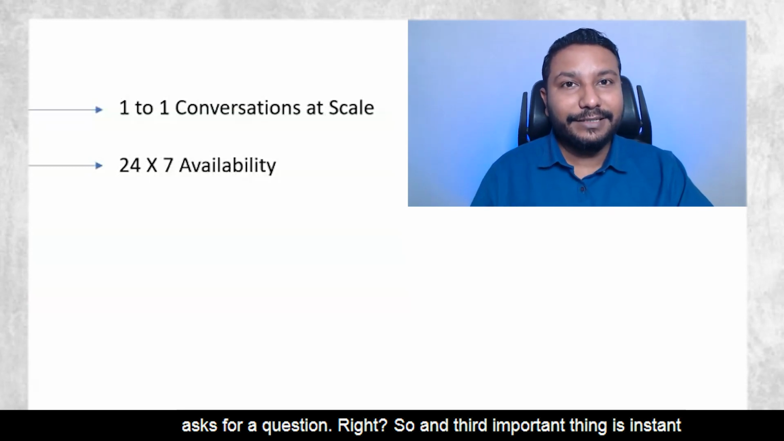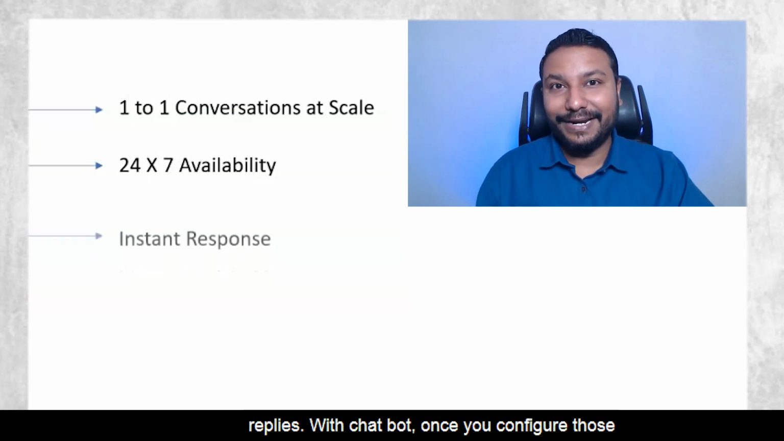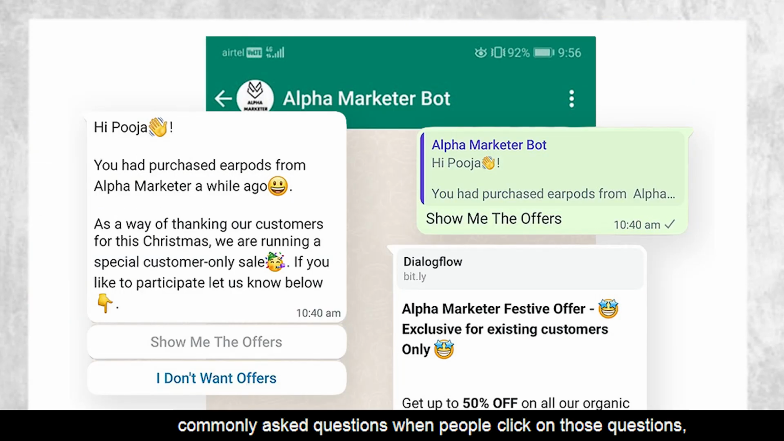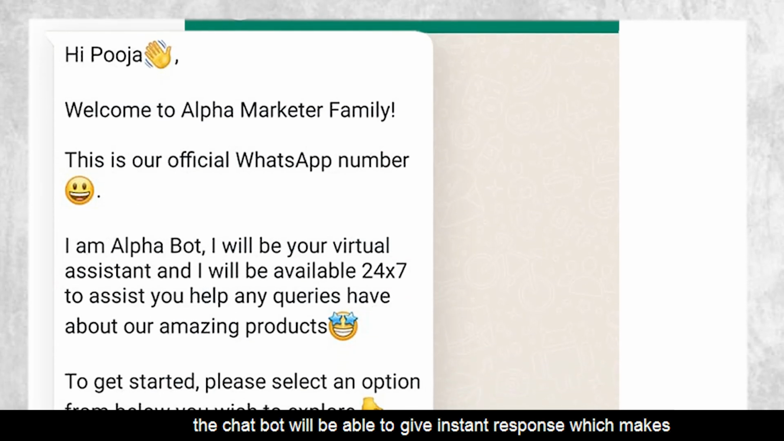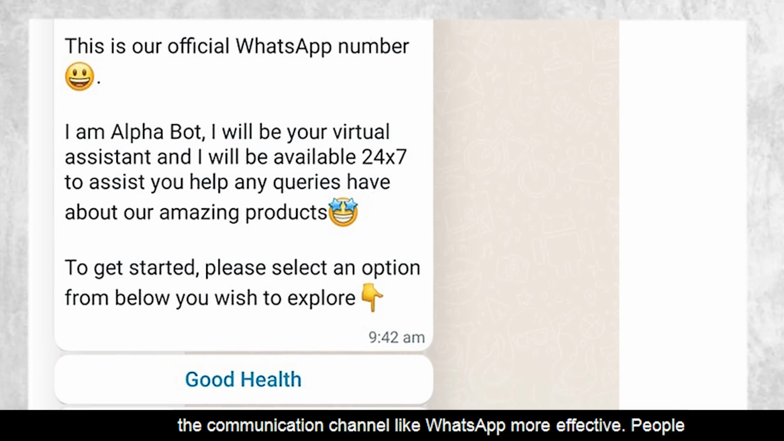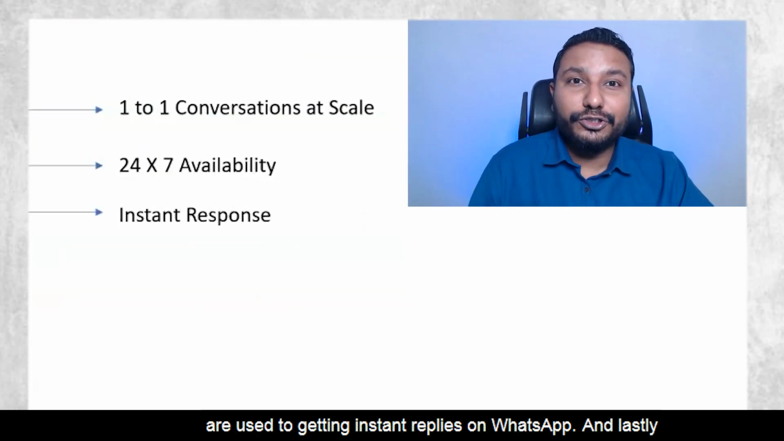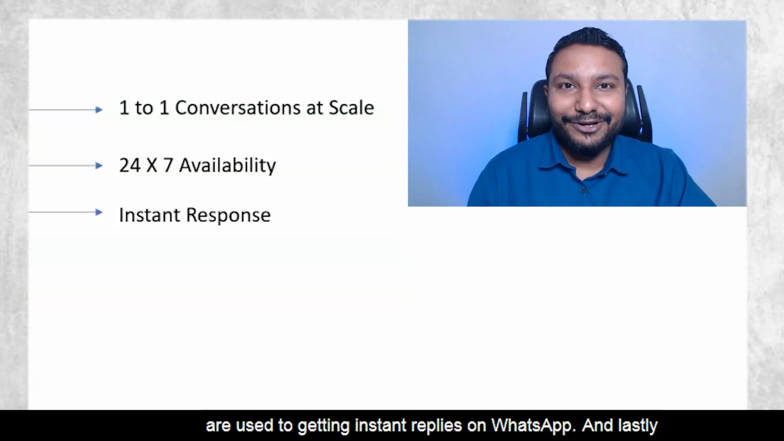And the third important thing is instant replies. With a chatbot, once you configure those commonly asked questions, when people click on those questions, the chatbot will be able to give an instant response, which makes a communication channel like WhatsApp more effective. People are used to getting instant replies on WhatsApp.